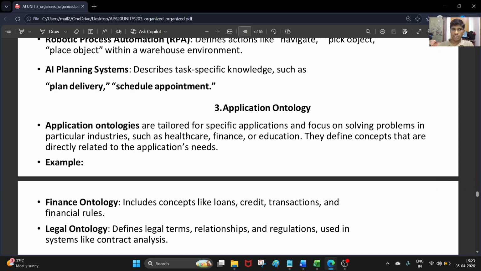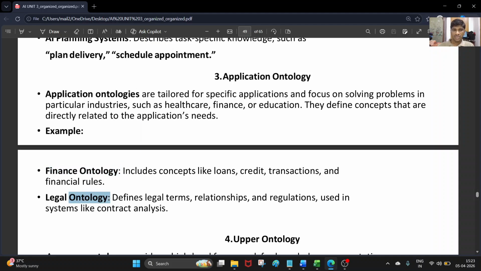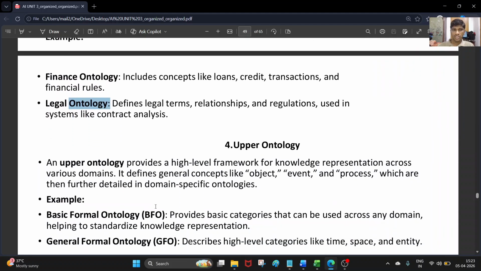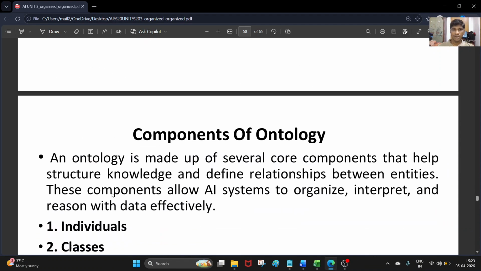Next, application ontologies are tailored to specific applications and focus on solving problems in a particular industry, such as finance or legal. These are some of the application ontologies. Upper ontology provides a high-level framework for knowledge representation across various domains. For example, basic formal ontology and general formal ontology.